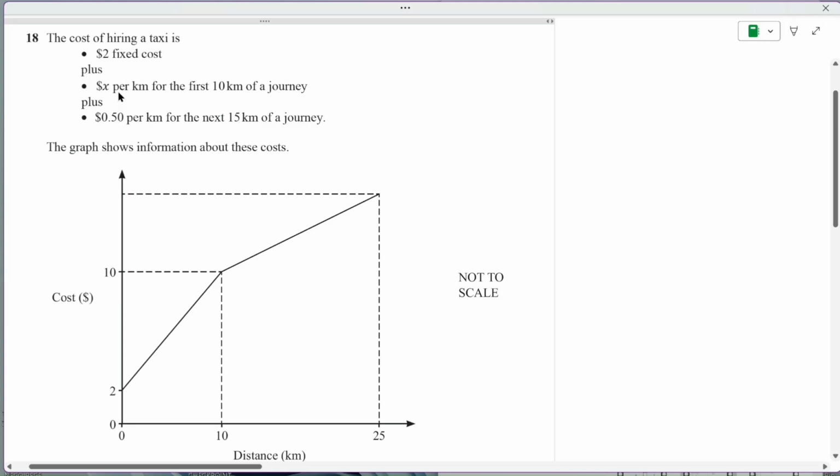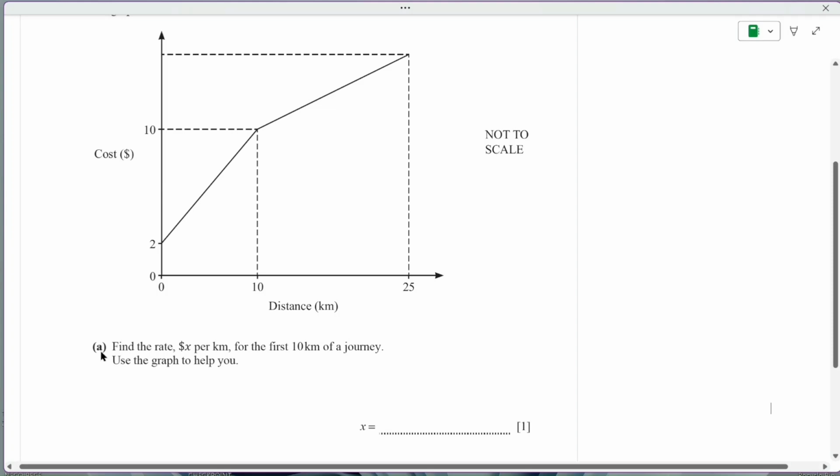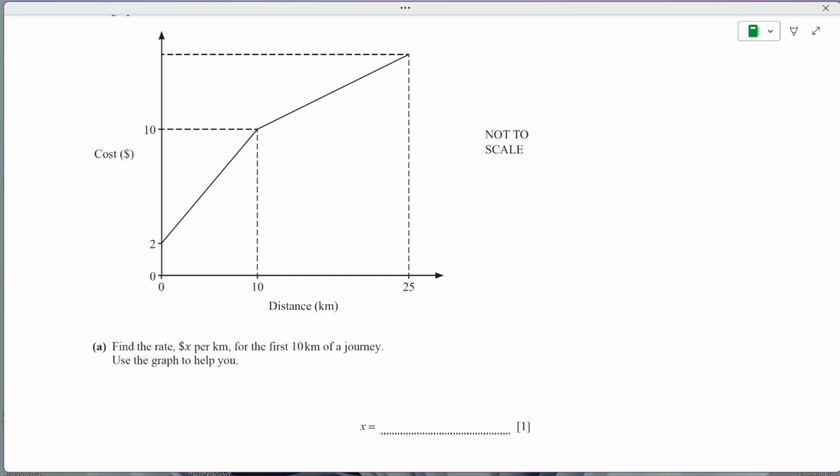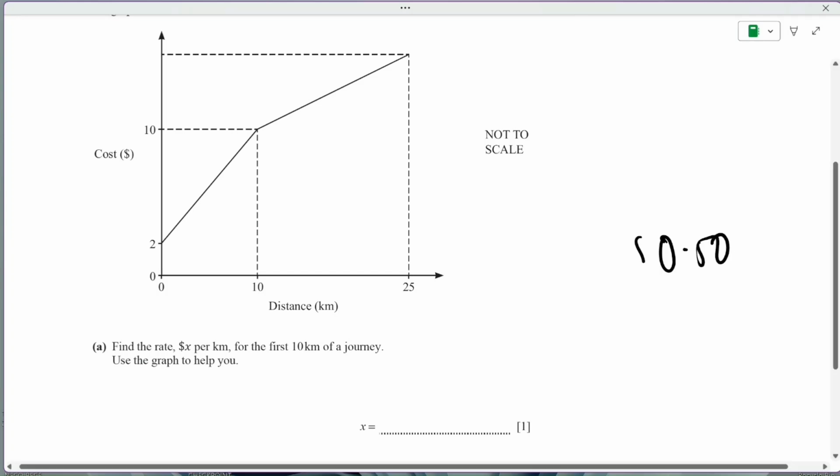All this is saying is that the rate at which you pay for the first 10 kilometers is most likely different from the one you pay for the next 15 kilometers after the first 10 kilometers. You should note that. And this explains the graph. The first question, that's A, says find the rate X dollars per kilometer for the first 10 kilometers of a journey. Find the rate at which they charge for the first 10 kilometers. For the second one, they say they charge $0.50 per kilometer.